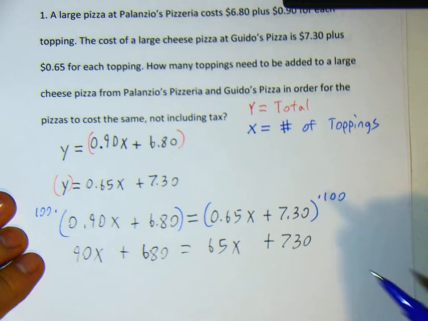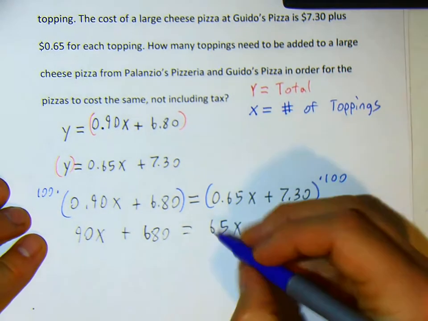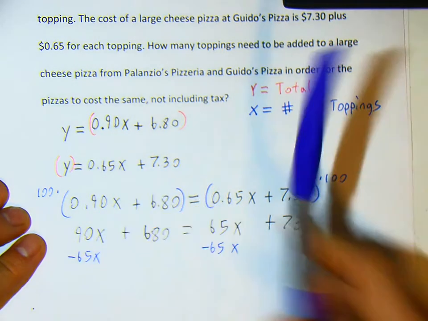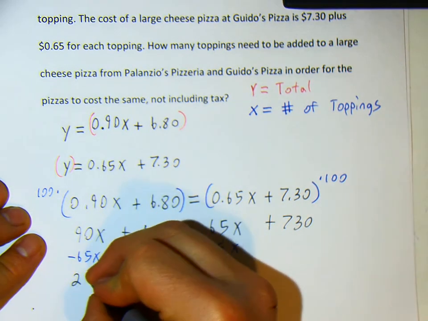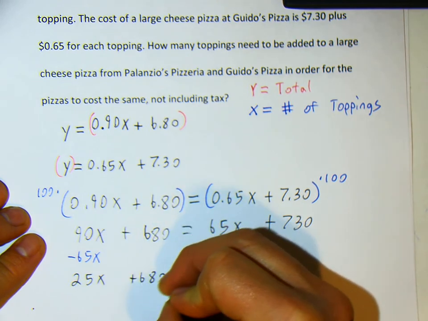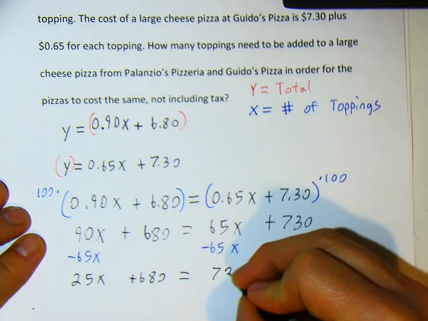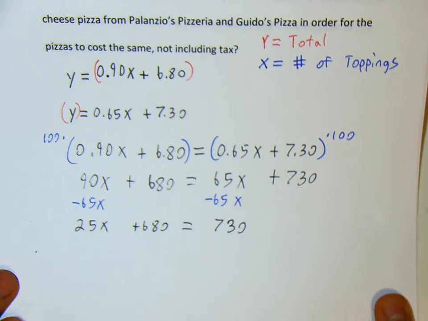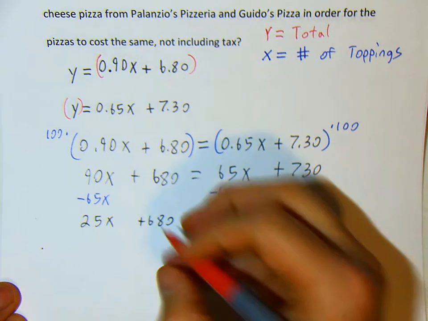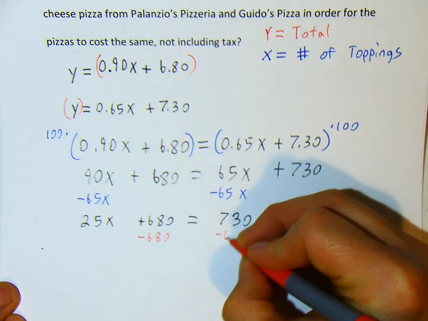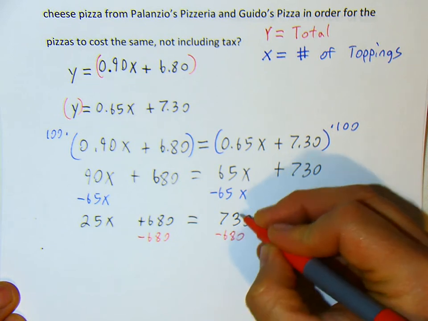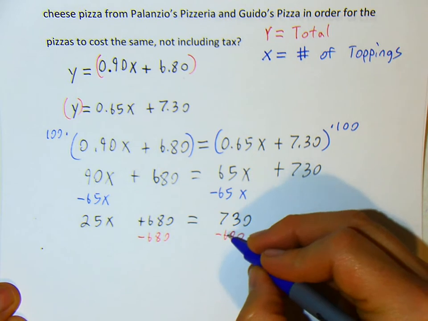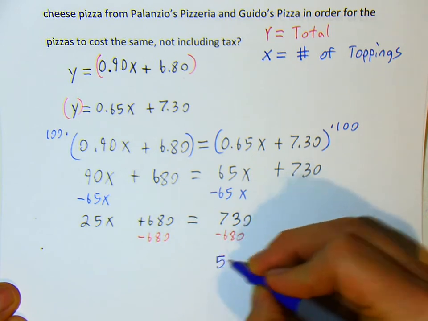Now I'm going to move the smallest variable to the other side. So I'm going to subtract 65x on both sides, and I get 25x plus 680 is equal to 730. My whole master plan right now is to get x isolated, so I'm going to subtract 680 on both sides. The difference is 50, because 680 plus 50 equals 730. So this is going to equal 50.